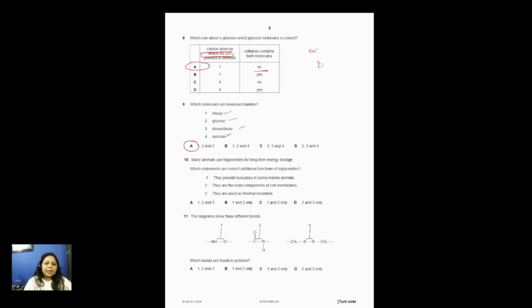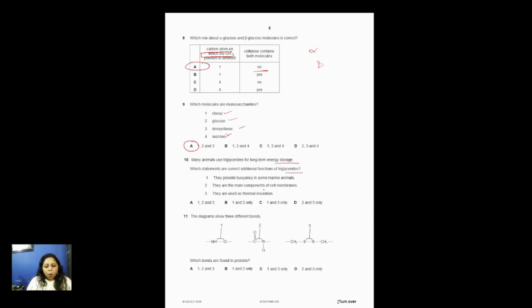The next one is, many cells use triglycerides for long-term energy storage. Yes. Which terms are correct additional functions of triglycerides? These are part of the fats of our body. Let's see what they do. They provide buoyancy in some marine animals, so it is actually yes.